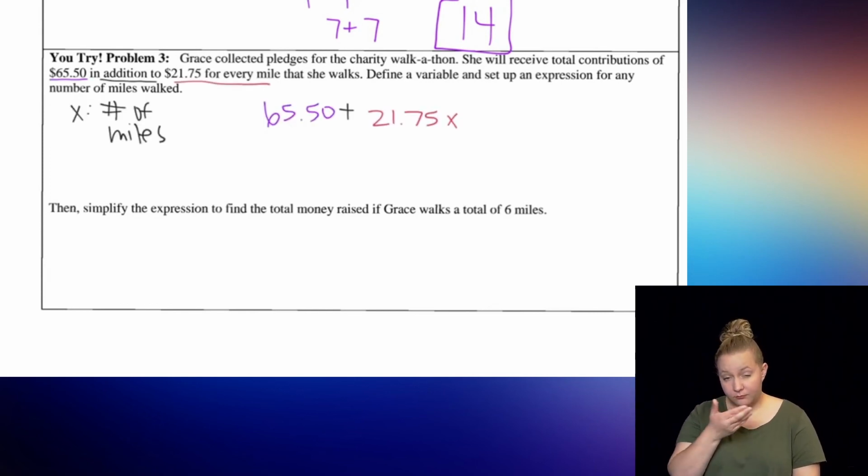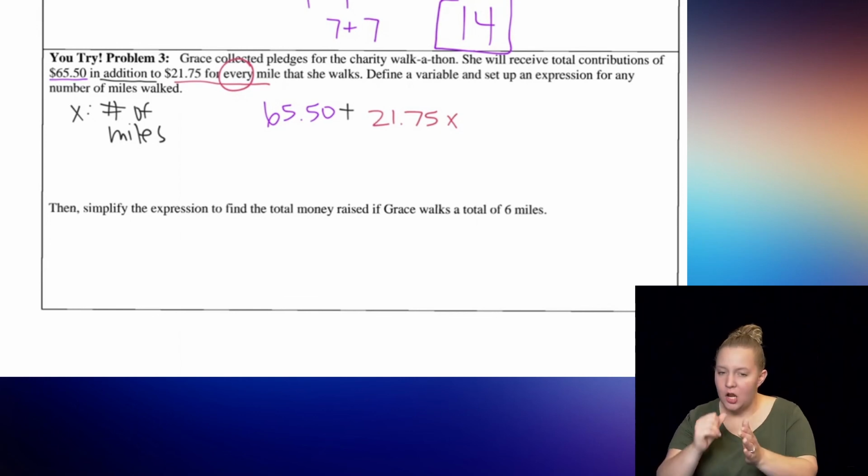And here's our expression, 65.50 plus 21.75x. Again, you can also switch those around because of the commutative property. I'm going to make sure that x is, in fact, attached to the 21.75 for every mile. That's kind of like for each mile. And we talked about how each represents multiplication. All right, go ahead and substitute in the number 6. Do not, I repeat, do not use a calculator. Okay, we're not dealing with that yet. All right, go ahead and pause.